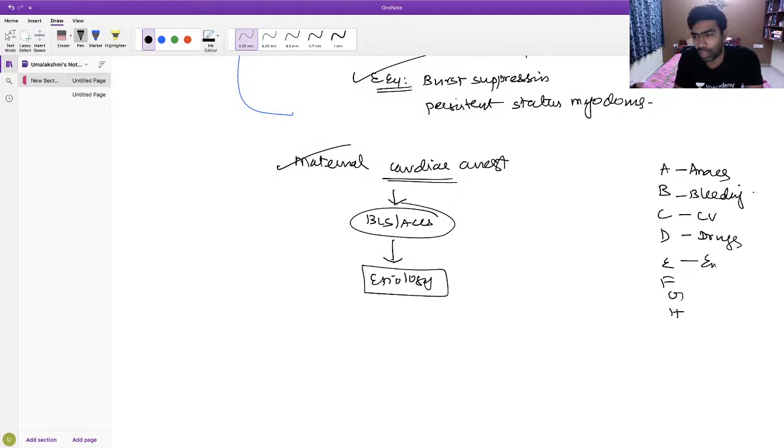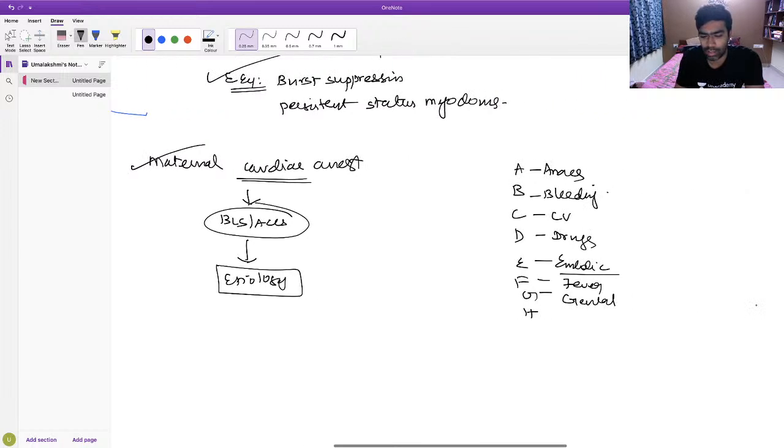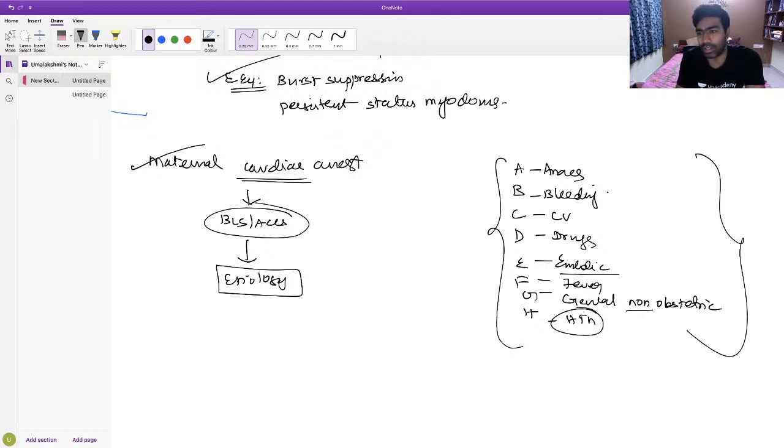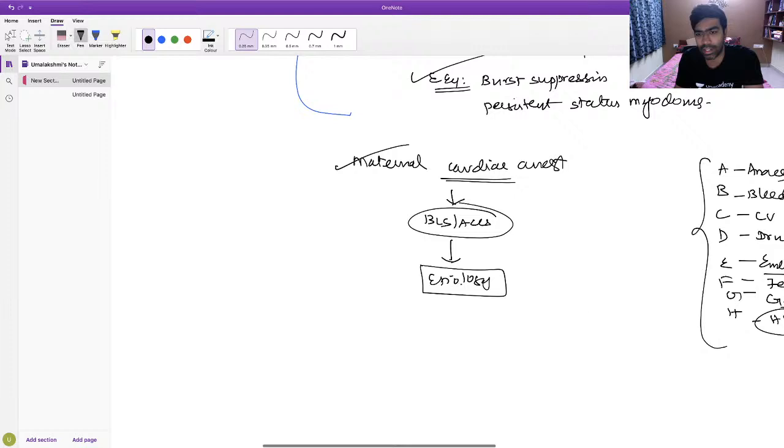E stands for embolic complications, where thromboembolism is quite common in pregnancy, because pregnancy is a hypercoagulable state, we know that. F, fever and sepsis could be the cause. And G stands for general non-obstetric causes of cardiac arrest, what you get in routine individuals, and H stands for hypertension, like eclampsia and all those things. So these are the different causes of maternal cardiac arrest mentioned in the guidelines.